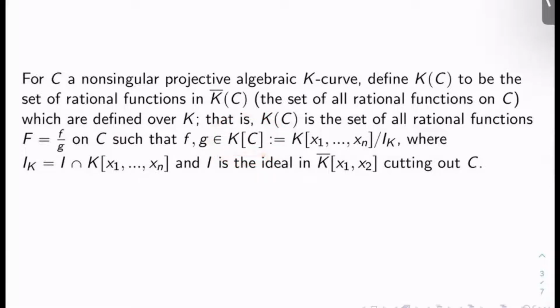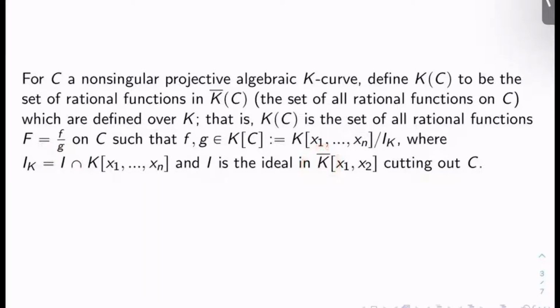What's that? Well, you can think of C as being cut out by an ideal of functions in K bar[x1, ..., xn], let's say, where x1 through xn are just variables. So what I want to do is look at the coordinate ring just defined over K. So I'll take K[x1, ..., xn] and mod out by I_K, where I_K is I intersected with the polynomial ring in n variables over K. And what is I here? I is the ideal in K bar[x1, ..., xn] cutting out C.